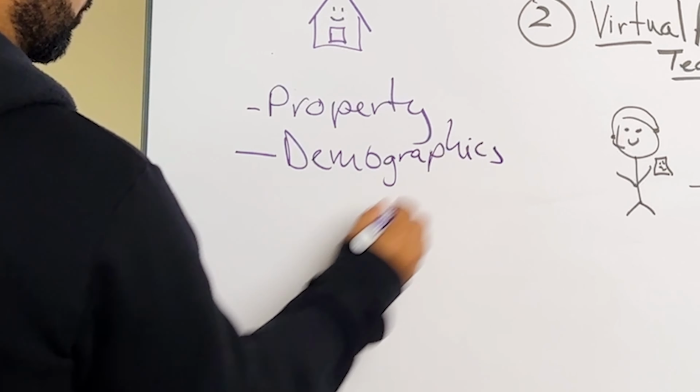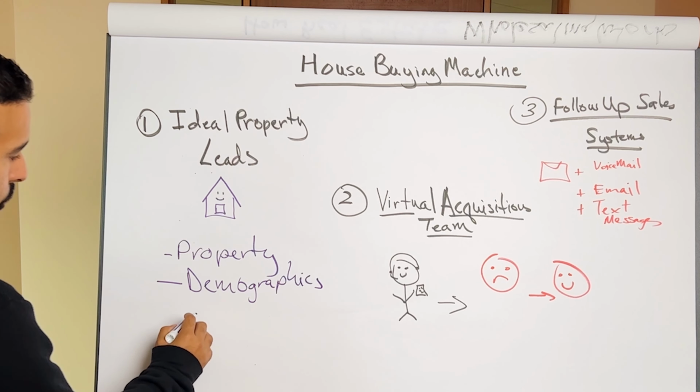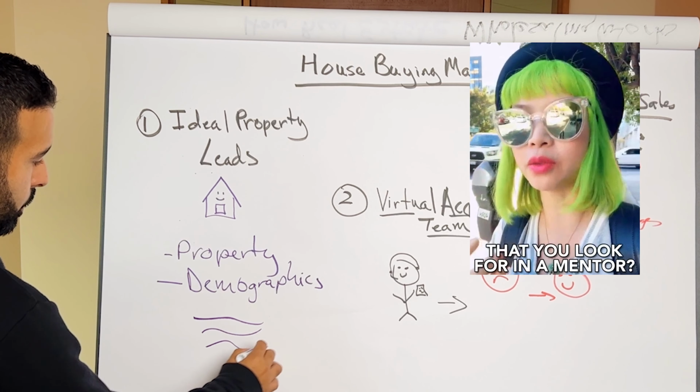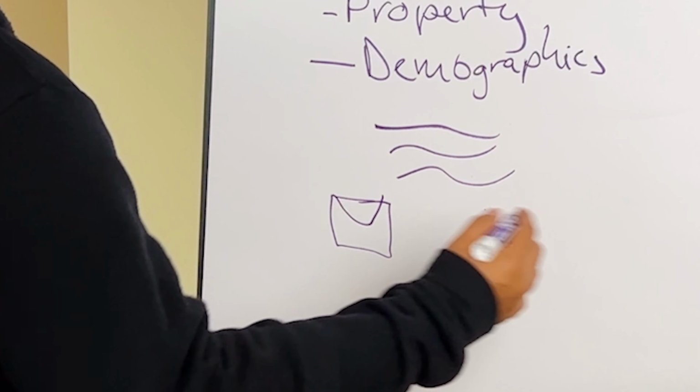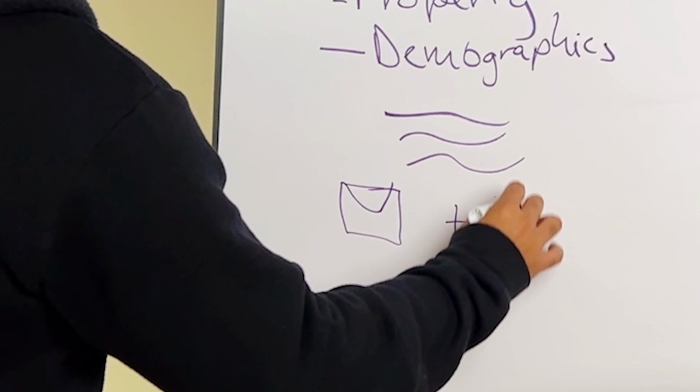And what you want to do is you want to layer those characteristics and not only attack them offline, market to them offline, but also online.